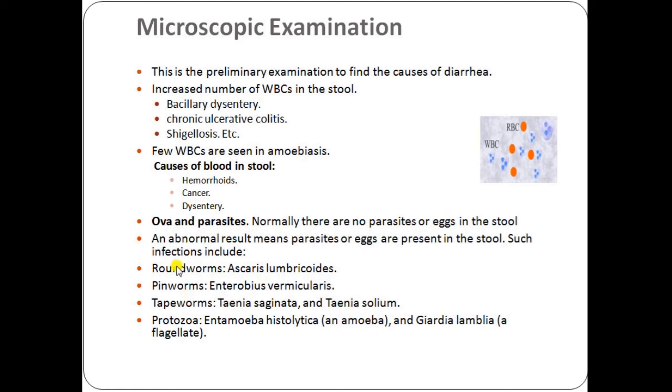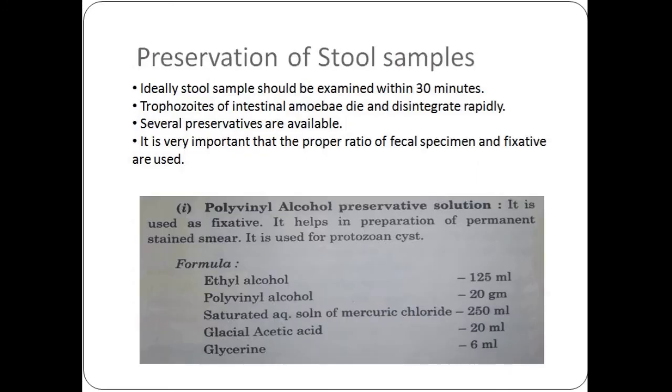Various infections may have certain eggs or parasites present. They are roundworm, pinworm, tapeworm, and protozoa. In case of roundworm, eggs or worm can be seen. In case of pinworm, small pinworms can be seen. In case of tapeworm, proglottids can be seen. In case of protozoa, amoeba or giardia may be seen in the slide.